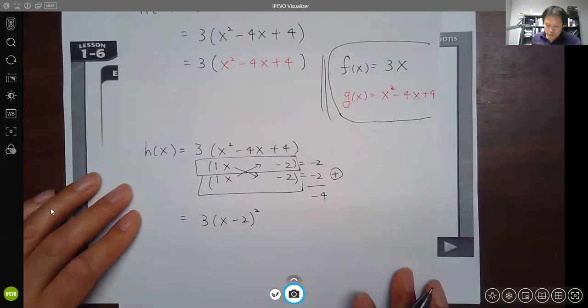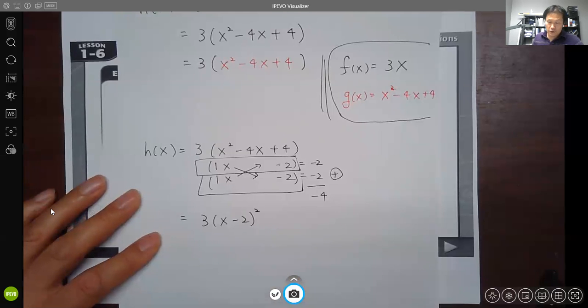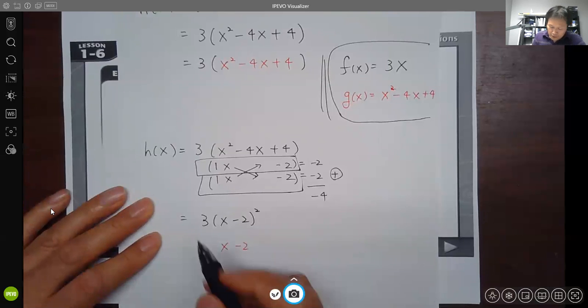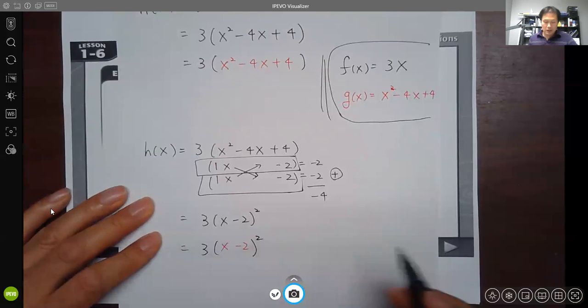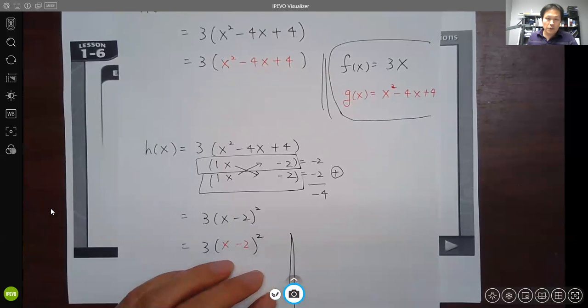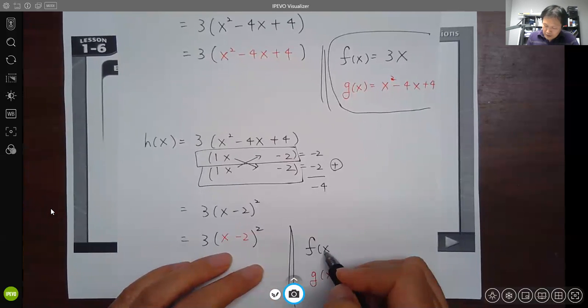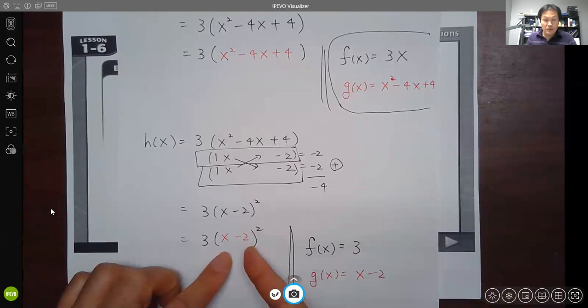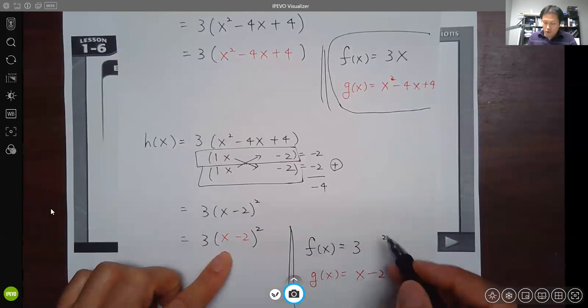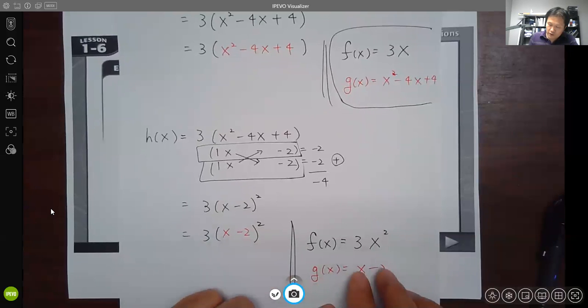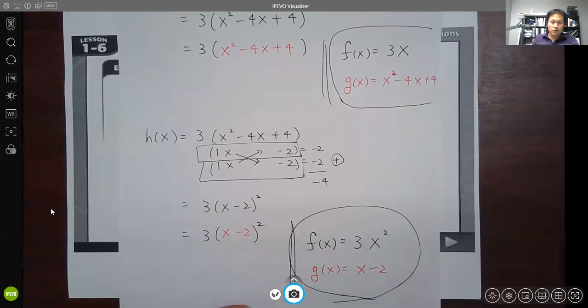So if you do all this work, you can do it differently here. You can consider that composite function as the following. You can look at that as like this. Then you can decompose a different way here. So you can consider g of x as x minus 2 and f of x as 3 times something squared. That something is x. So when you composite, you plug in g of x here, you end up with this. So that's another way to decompose.